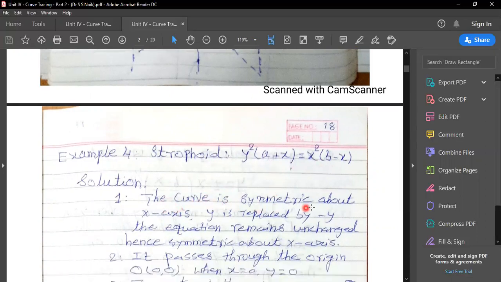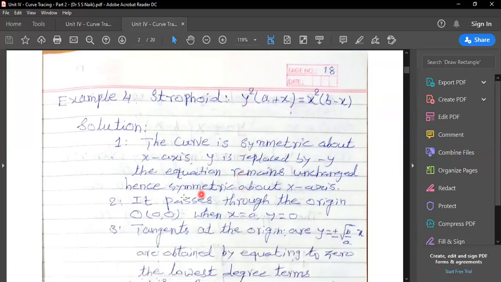The curve is symmetric about the x-axis. y is replaced by minus y, and the equation remains unchanged. Hence, it is symmetric about the x-axis because y squared is an even power term. It passes through the origin: when x is 0, y is equal to 0. Therefore, (0,0) is a point on the curve.